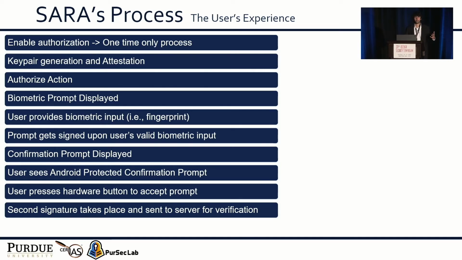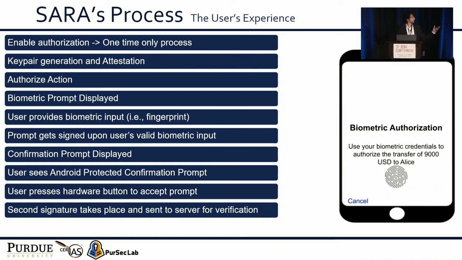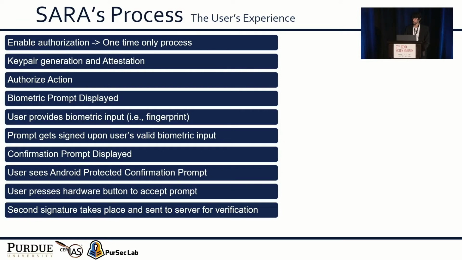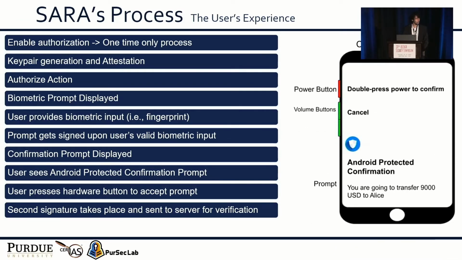For every action that you need to authorize, the first thing that the user will see is a biometric prompt that will look like this. He will have to provide his biometric input, usually a fingerprint or even a face scan if your device has it. Then in the background, the prompt gets signed using the valid biometric input, and then the user gets to see this particular confirmation prompt.